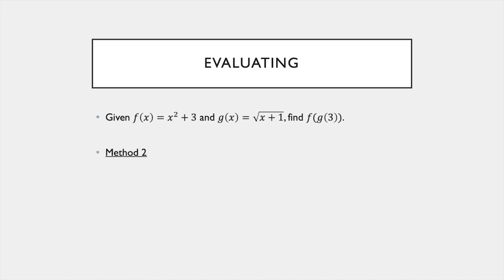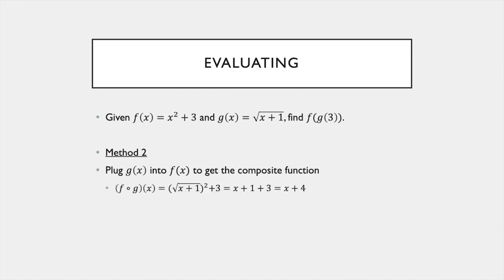In the second method, we can first find the composite function by plugging in the inner function to the outer function. So we'll plug in g of x as the input, like so. So f of g of x, f composed g of x, equals the square root of x plus 1, quantity squared, plus 3. And then we'll evaluate to get x plus 1 plus 3, which equals x plus 4. So x plus 4 is the composite function. Then we'll plug the x value we're given, which is 3, into the composite function. We'll get f composed g of 3 equals 3 plus 4, which equals 7. So again, we get f of g of 3 equals 7.